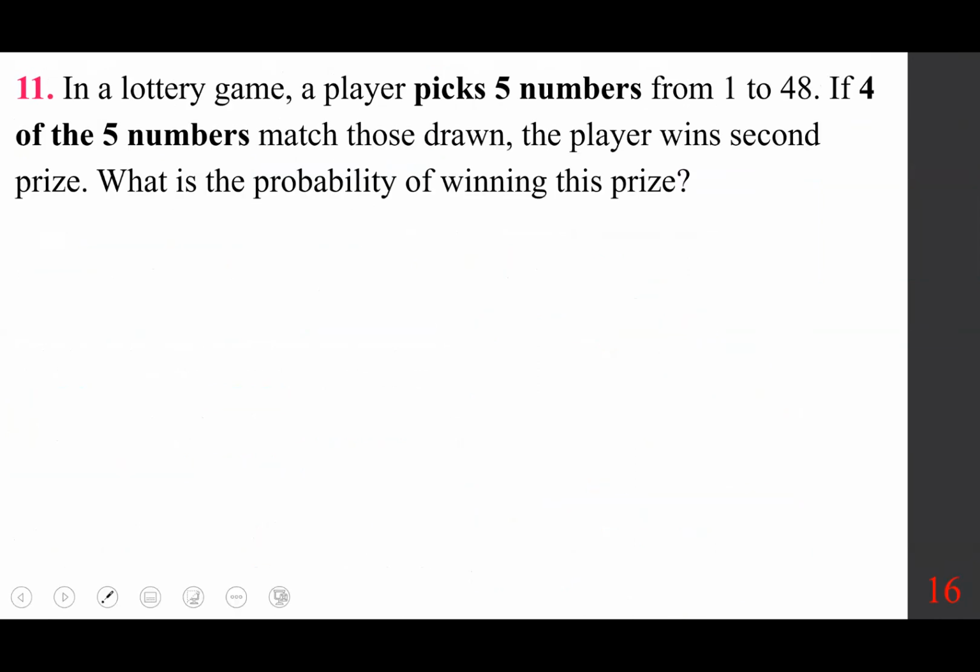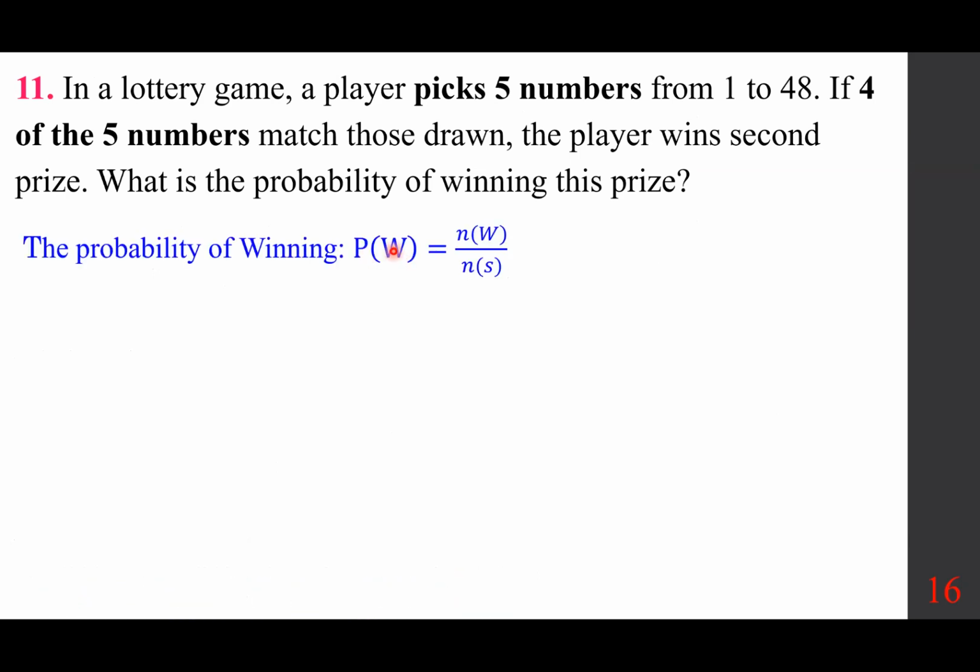Could somebody read this, please? In a lottery game, a player picks 5 numbers from 1 to 48. If 4 of the 5 numbers match those drawn, the player wins second prize. What is the probability of winning this prize? Excellent. So we write the probability. The probability of winning, W stands for winning, is N of winning over N of S. How many ways we can win over how many ways we can pick things in general.